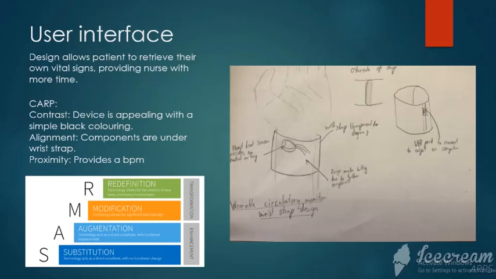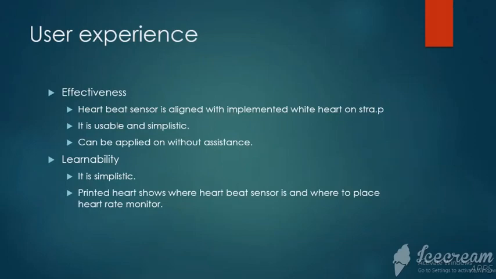My design is an augmentation design, where it is a direct substitution. However, mods like portability and simplicity were approved or modified. It is usable through simplicity, and effectively tracks heart rate if placed on properly. A printed heart on the wrist strap is aligned with the heart rate monitor, showing where the user has to place the heartbeat sensor. The design is learnable.